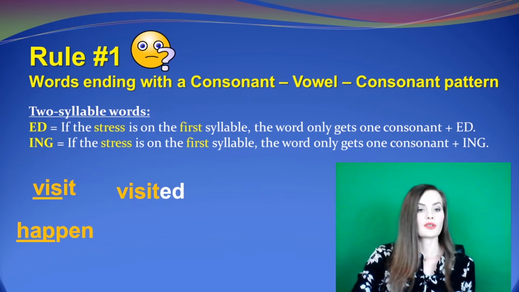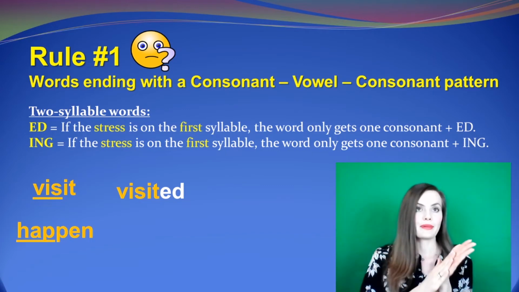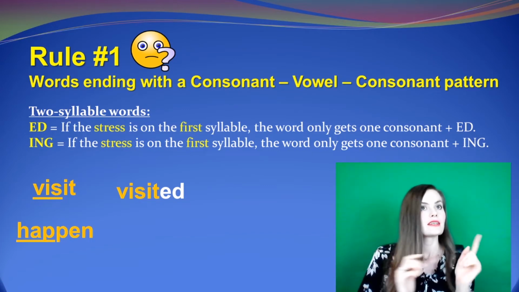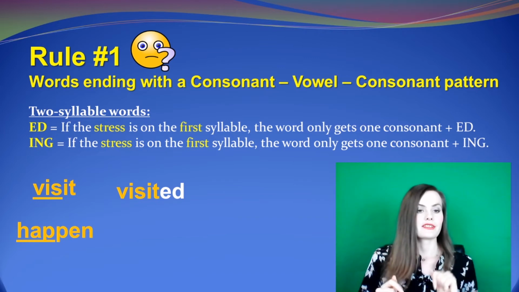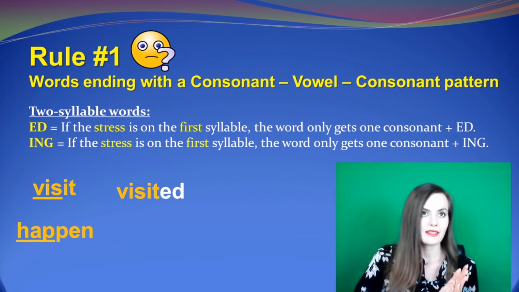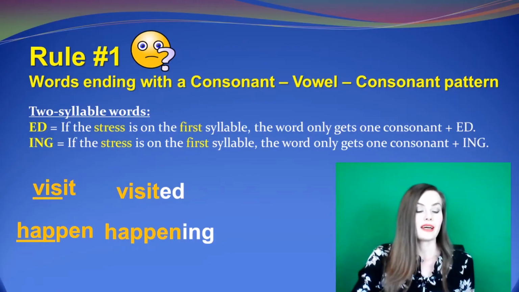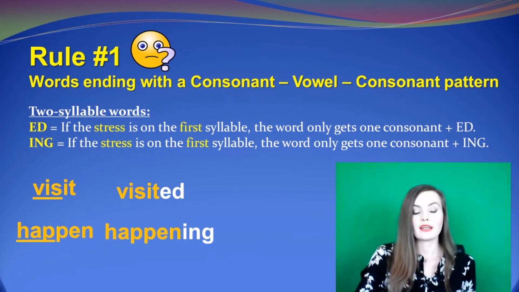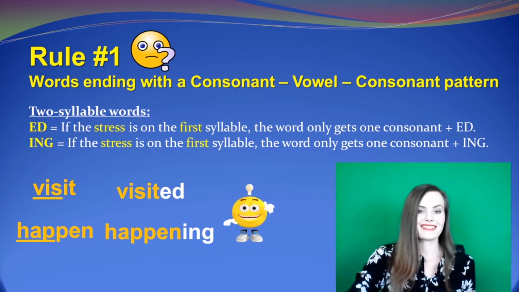Let's look at the next example. So we see the word happen. It has how many syllables? Yes, you're right. It has two syllables. So we get hap, pen. So the stress is on the first syllable, on the happen. We don't say happen, we say happen. If the stress is on the first syllable, we simply add ending ing and we get happening. Happening. What's happening? Okay, so I hope you got it.